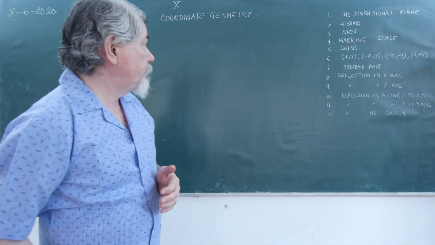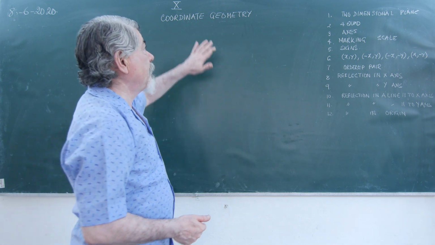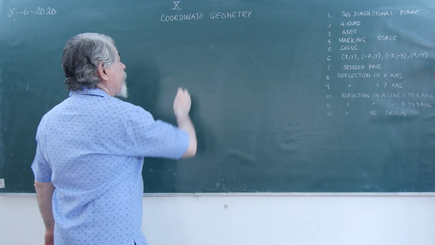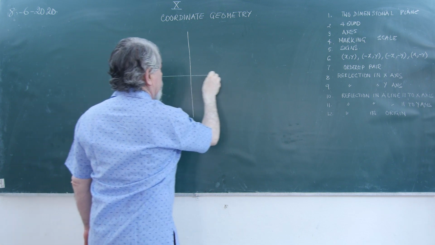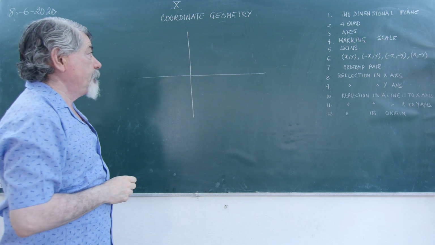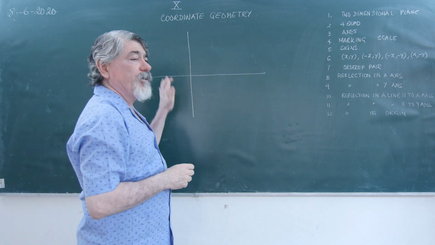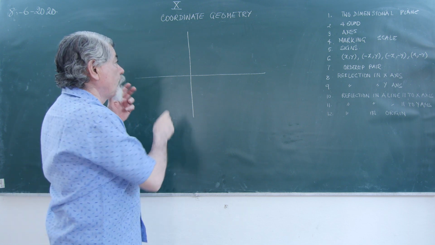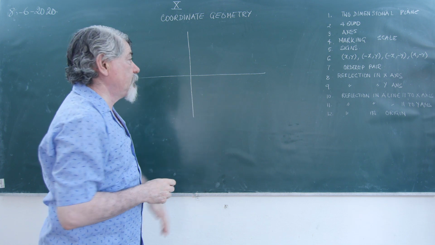First of all, any two-dimensional plane, like this is the board. The board is a two-dimensional plane. If I draw two lines which are perpendicular to each other, they become reference points for me. If I need to locate a point somewhere on a two-dimensional plane, I need a reference point. So for that reference, we draw two lines which are perpendicular to each other.